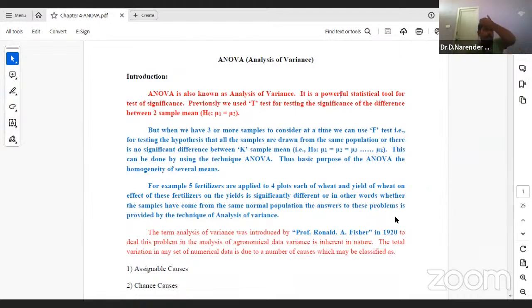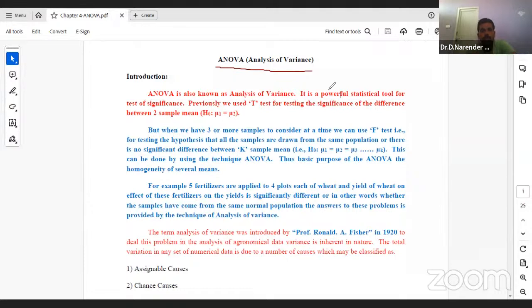Okay. So we'll start the ANOVA. ANOVA is nothing but analysis of variance. It is a powerful statistical tool for test of significance. To test the significance, the importance of the problem, this ANOVA helps. Why? Because it is a very powerful tool.